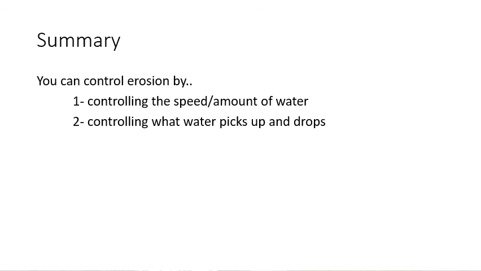So, final summary. You can control erosion by doing one of two things. You either control the speed and the amount of water, or you control what water picks up and drops.